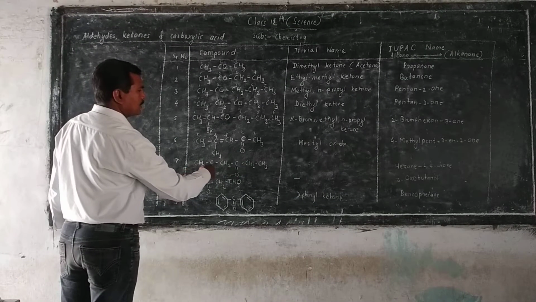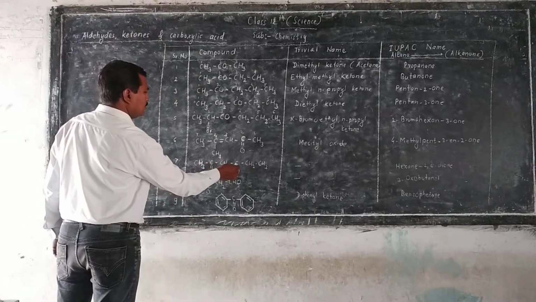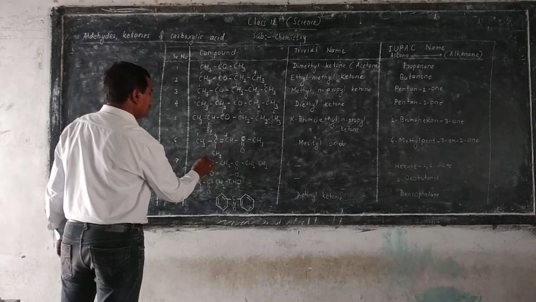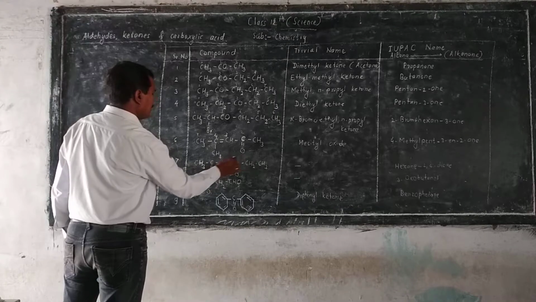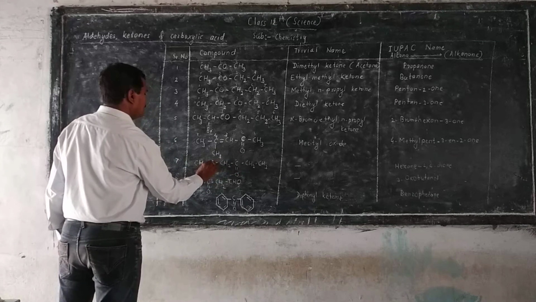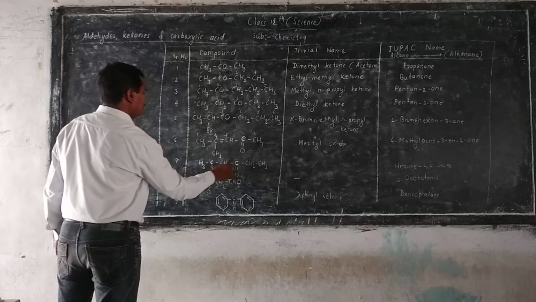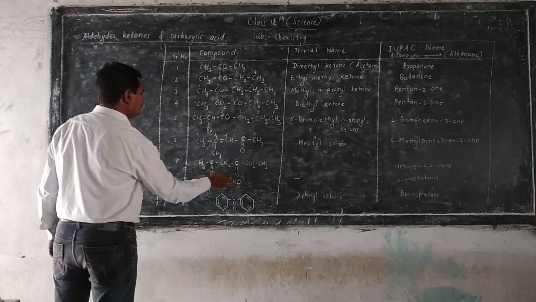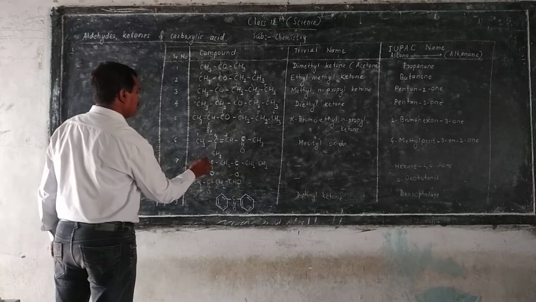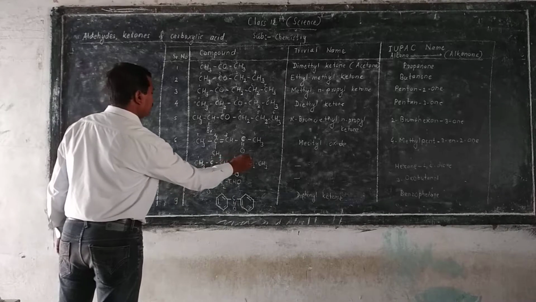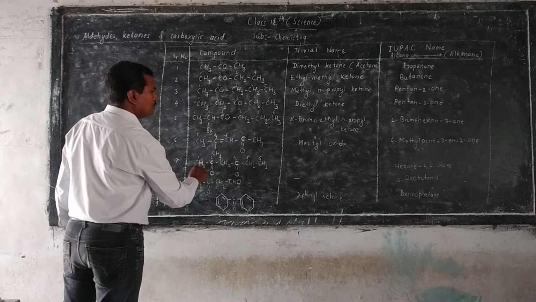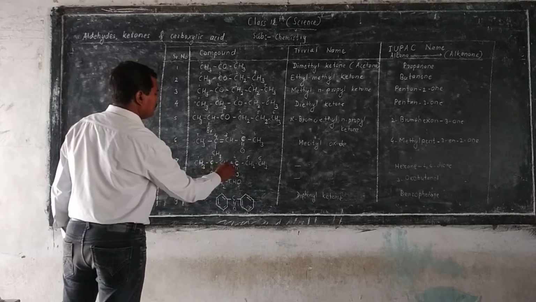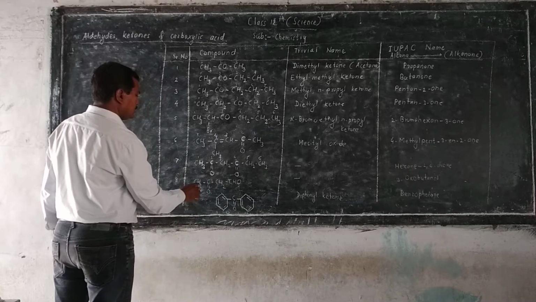There are 6 carbon atoms, so hexane, 2,4-dione, because here 2 ketones are present. So it is dione. 1, 2, 3, 4, 5, 6. So hexane-2,4-dione.